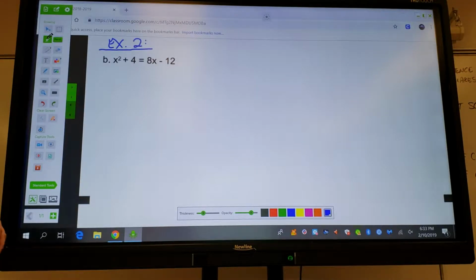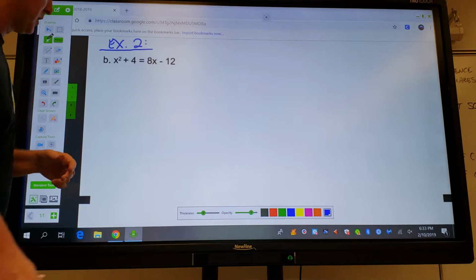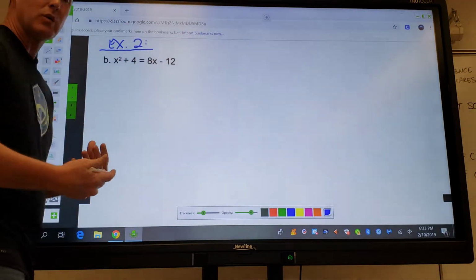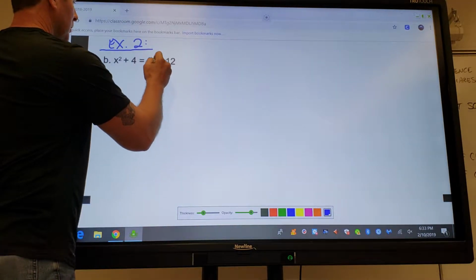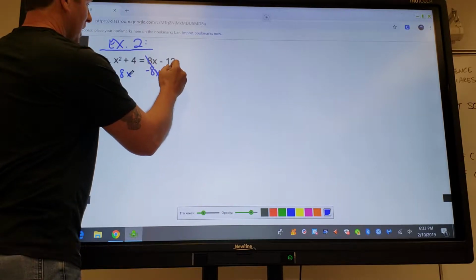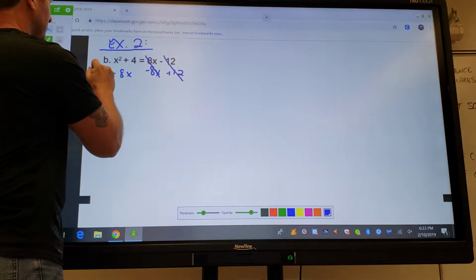All right, we're back. Example 2b. Again, we're still factoring, but now it looks like I've got 4 terms here. My goal is to put this thing in standard form, meaning I need to move everything to one side, which sets it equal to 0. I'm going to move this 8x to the left side, and then I want to add 12, which is going to put it over here on the left side.